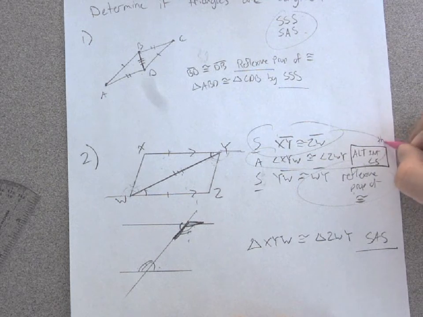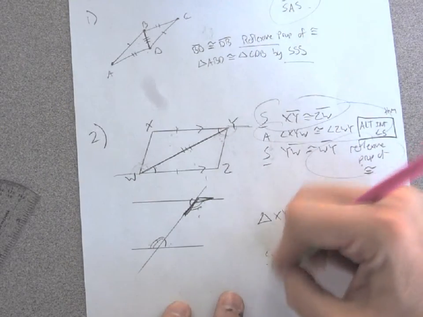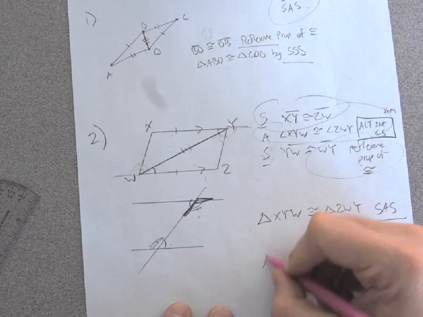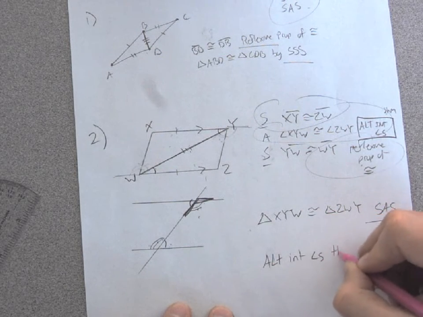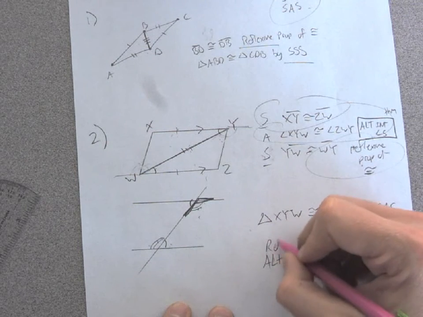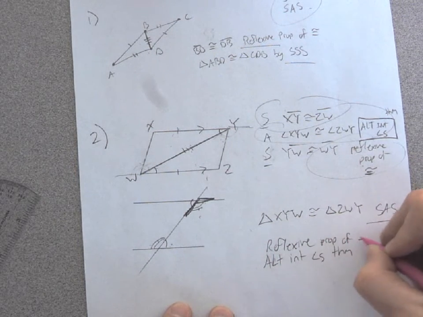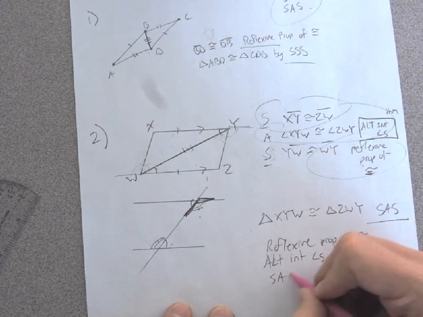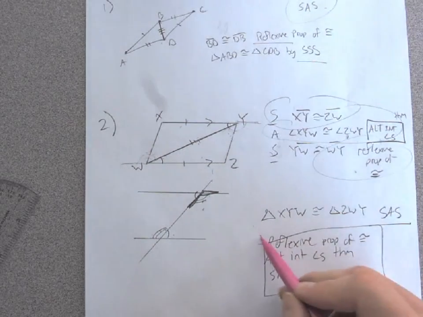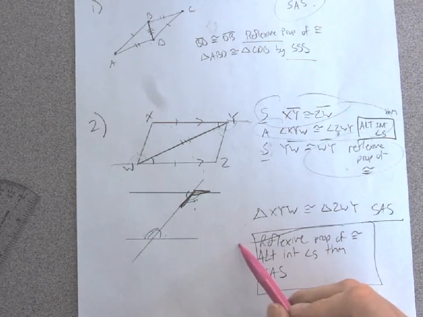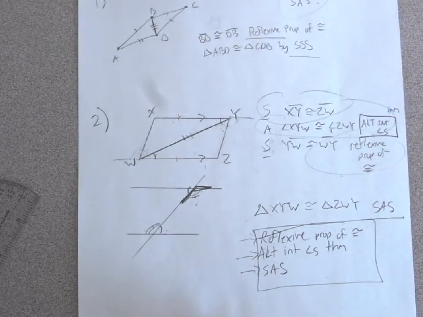I didn't do a very good job of writing that down. So actually, let's be a little bit more clear. I'm using the alt int angles theorem. I'm using the reflexive property of congruence, and then I'm going to conclude that they're congruent by SAS. So this is what I want to see on your homework. I want to see all the inferences that you're making along with your final conclusion.